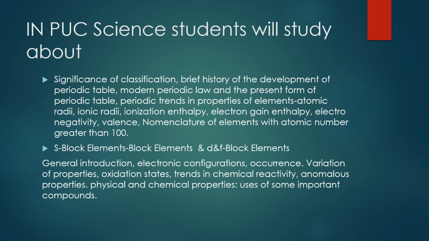Next, anomalous properties: some atoms or elements exhibit anomalous properties, and we study those. Then finally, we study the physical and chemical properties and uses of some important compounds obtained from S, P, D and F block elements. For example, from an S block element, if sodium sulfate is formed, its physical and chemical properties are concepts we study in PUC first year and second year science. Okay students, thank you.